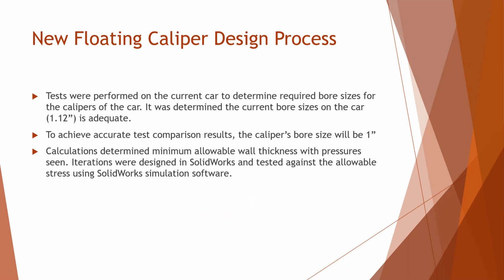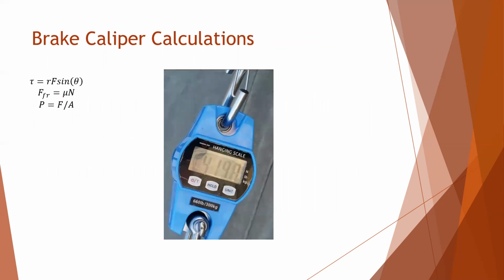Calculations performed also determined the minimum allowable wall thickness with the pressures expected to be seen. Iterations were designed in SOLIDWORKS and tested against the allowable stress using SOLIDWORKS simulation software with the goal of a safety factor of 2. This was what was discussed previously.